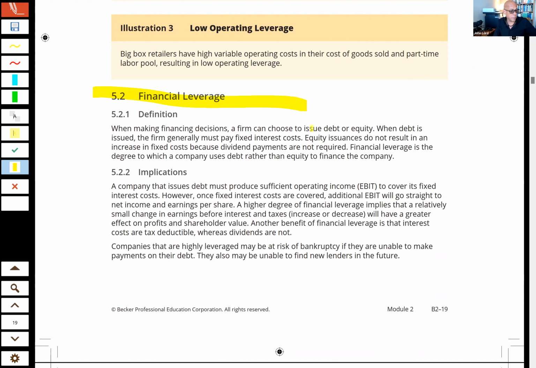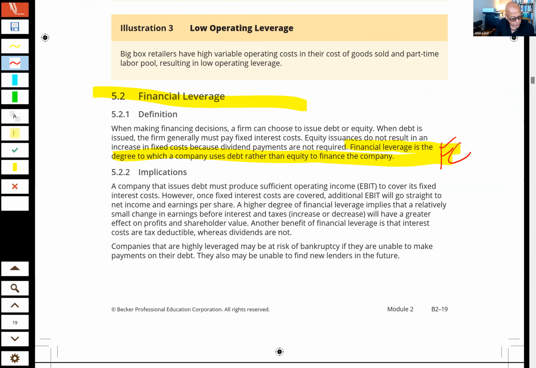Now, what financial leverage says is, hey, if you take on debt, okay, as long as you generate enough income to cover any fixed interest costs, okay, then at that point in time, you start having the sales go towards income because you covered your interest costs. So you could also have financial leverage. So financial leverage is the degree to which a company uses debt rather than equity to finance the company. So let's just flashcard that.